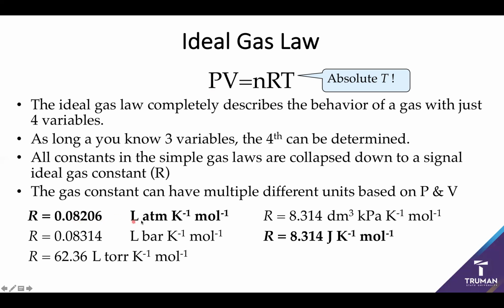0.08206 when we're working with liter atmosphere, or 0.08314 for a liter bar. You can also convert this into liter torr or cubic decimeters times kilopascals. All of these are fair units, but the two major ones we're going to tend to use the most are liter atmosphere and joules per Kelvin when we're doing essentially energy-based properties such as kinetic gas theory.